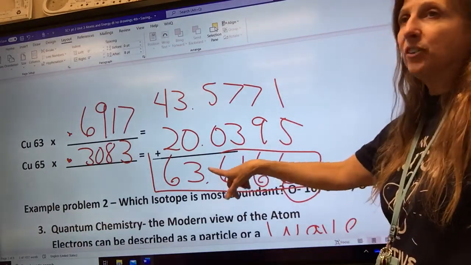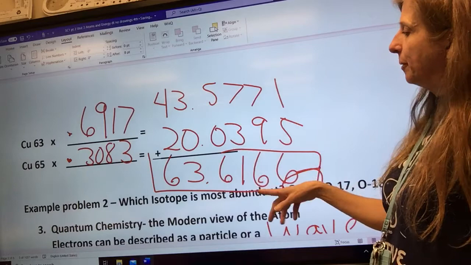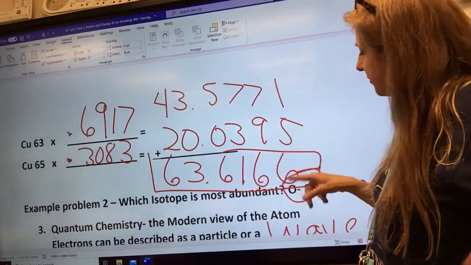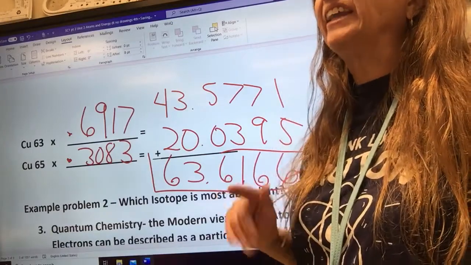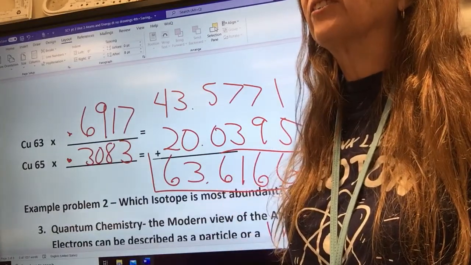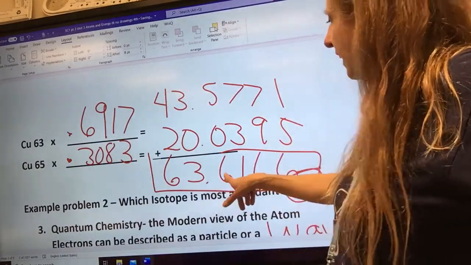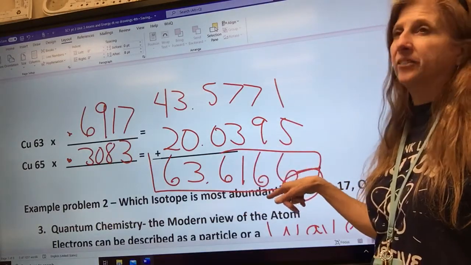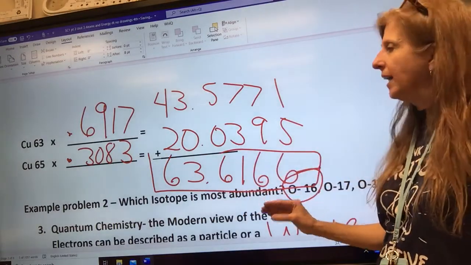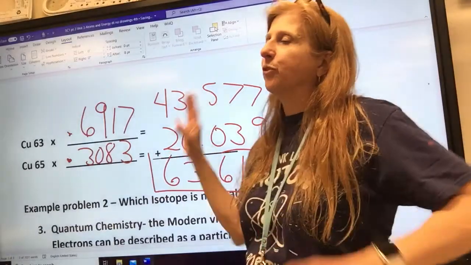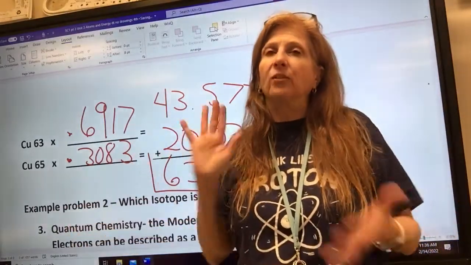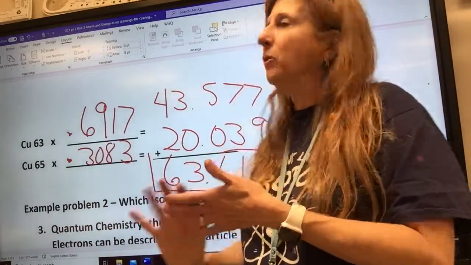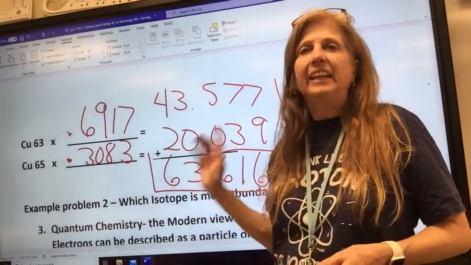So the average molar mass of copper is 63.6166. Now, if we look at the periodic table, it's slightly different. It's 63.546 instead of 63.6166. The reason why is the numbers come from current mining data and it changes. So if you have an older periodic table, the decimal will be slightly different.